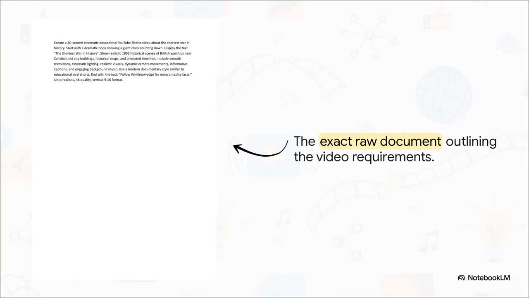What you're seeing is the exact raw document. It's just a single, incredibly dense paragraph, but it outlines the strict requirements for the content. Make no mistake, this little paragraph is the complete genetic code for our explainer today. Every single word in this prompt is a calculated instruction, specifically designed to capture, hold, and ultimately monetize human attention.